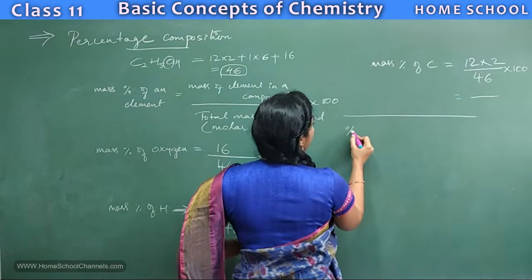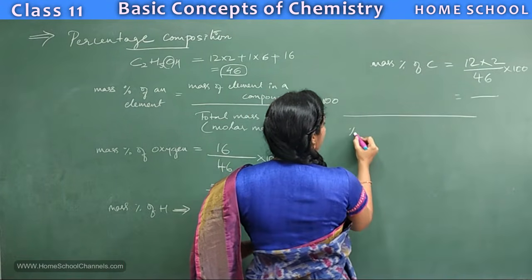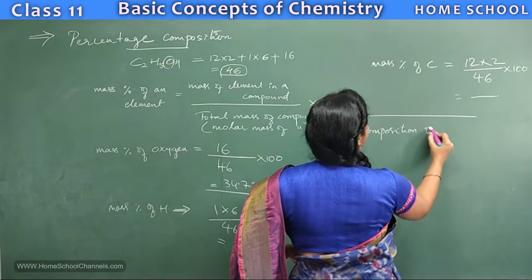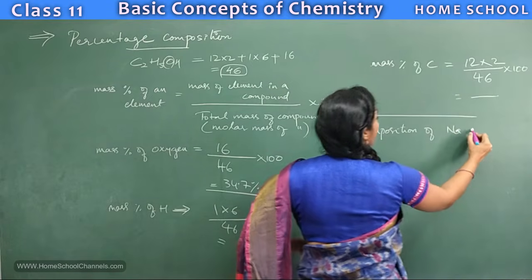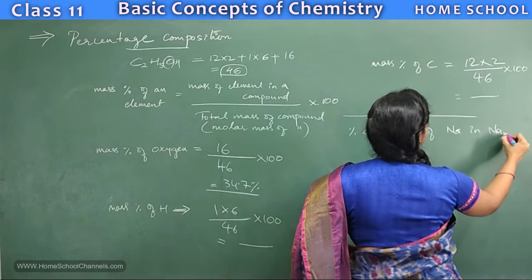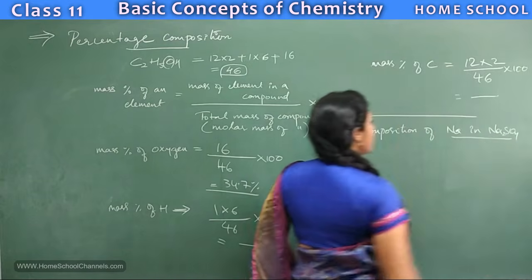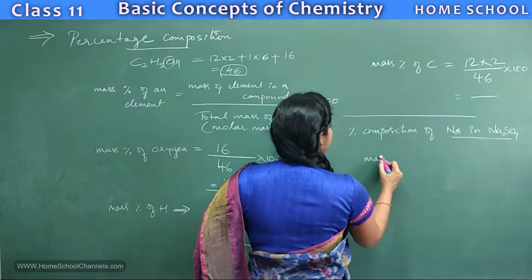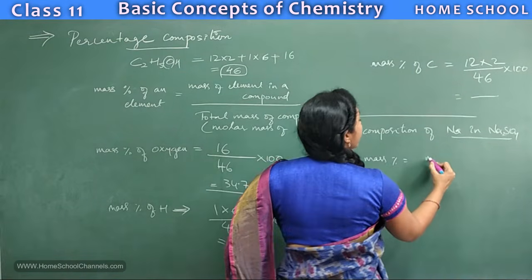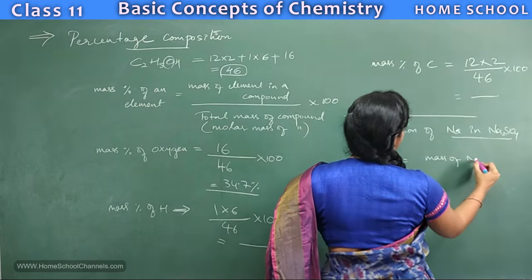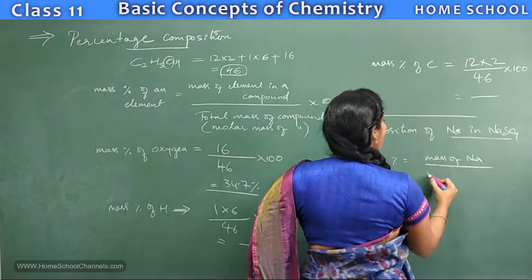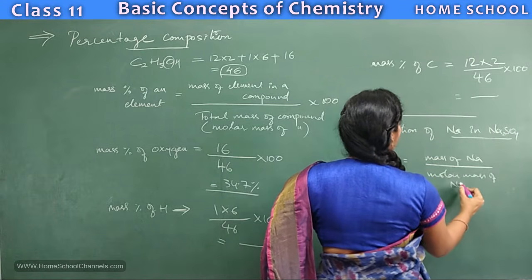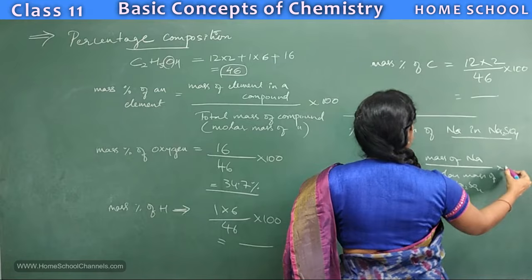Can you calculate the mass percent or percentage composition of sodium in sodium sulfate, right? So what is the formula you will use? Mass percent is equal to the mass of sodium, divided by the molar mass of Na2SO4, into 100 you must do.